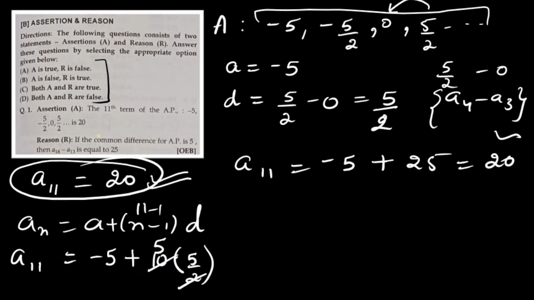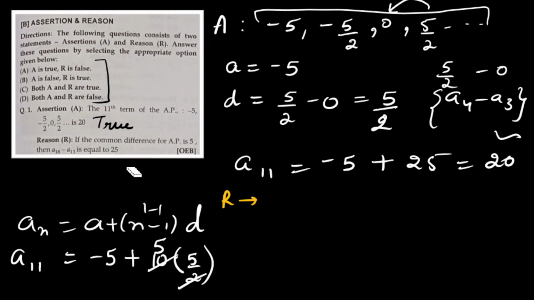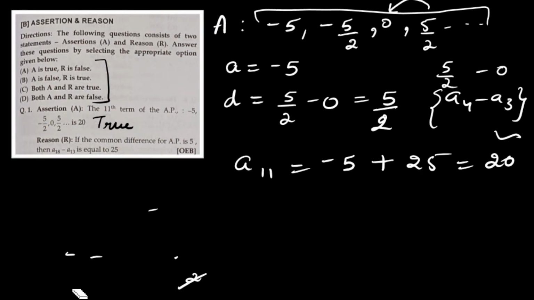Now what's the second part? That means the assertion is true. I hope it's clear. Now we have to see the reason statement. In the reason, it's mentioned the common difference is 5. So D is given to us. Common difference is 5, and it's given that A18 minus A13 is equal to 25.